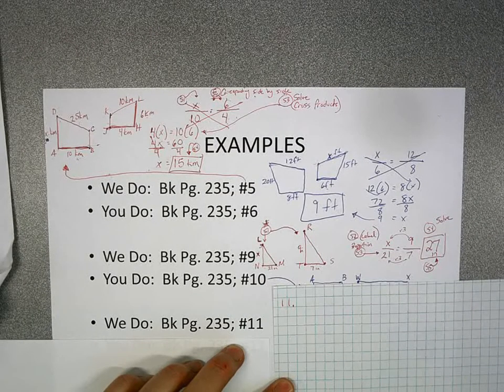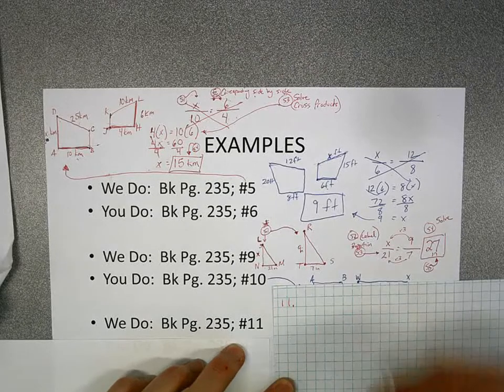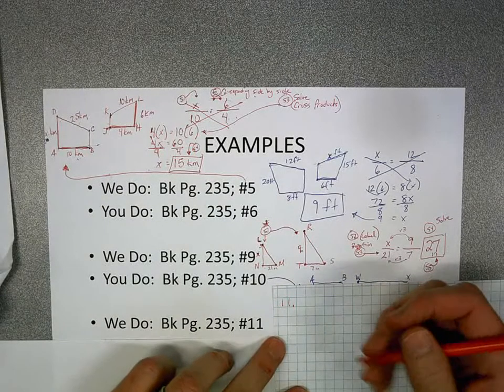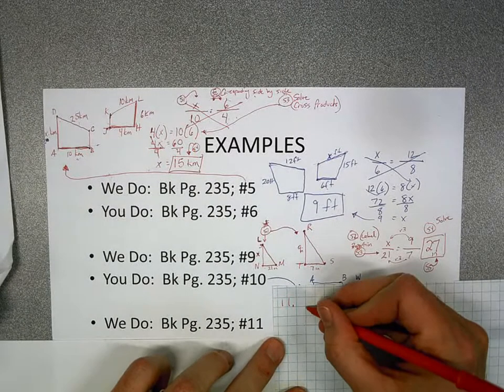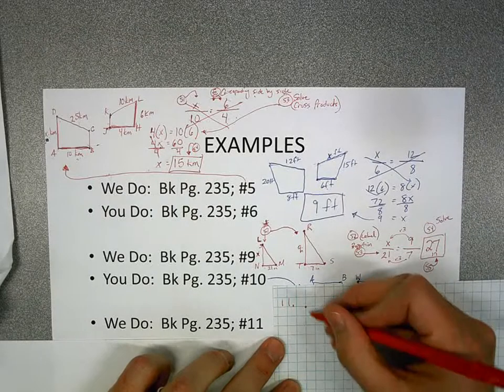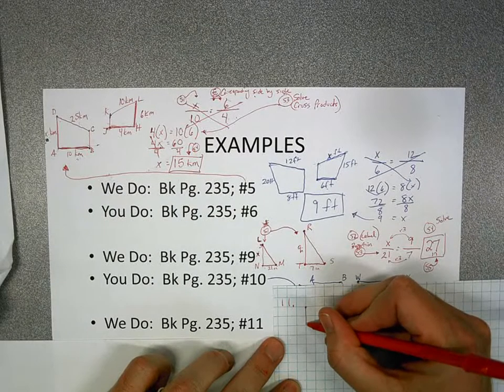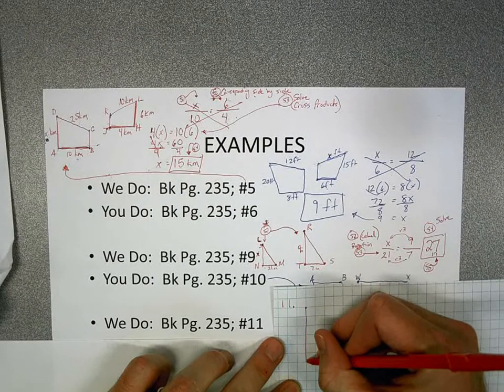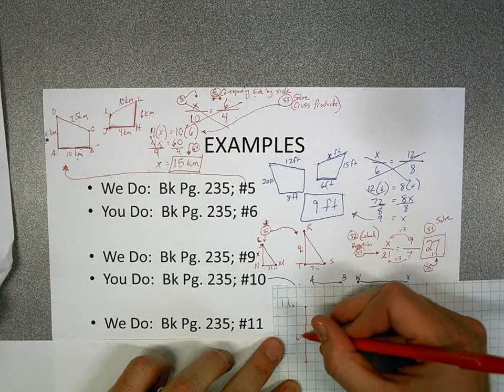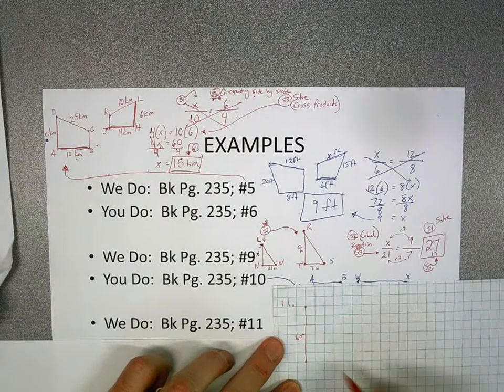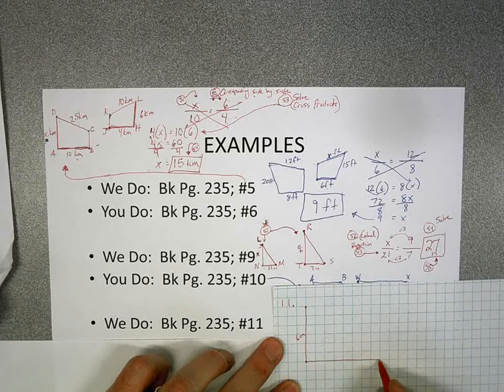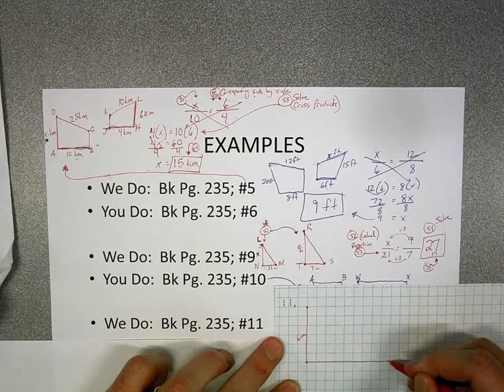So ABCD, it shows, has a height of 6. So, 1, 2, 3, 4, 5, 6. 6 centimeters in height. And the base is 9. So, 1, 2, 3, 4, 5, 6, 7, 8, 9. I'm going to go ahead and close it up, of course, to be my rectangle.